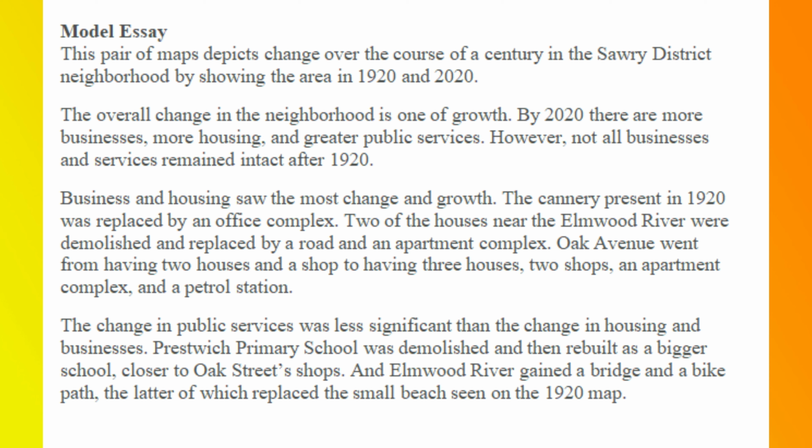Prestwich Primary School was demolished and then rebuilt as a bigger school, closer to Oak Street's shops. And Elmwood River gained a bridge and a bike path, the latter of which replaced the small beach seen on the 1920 map.